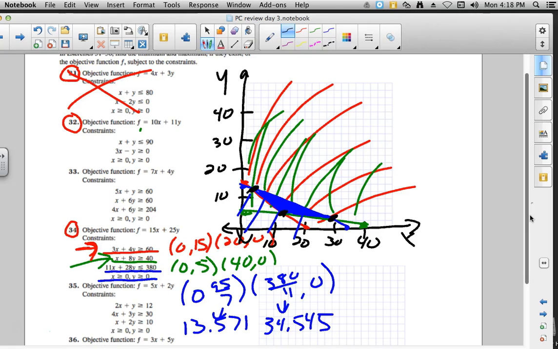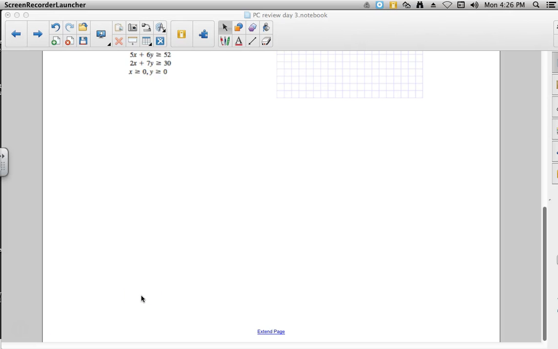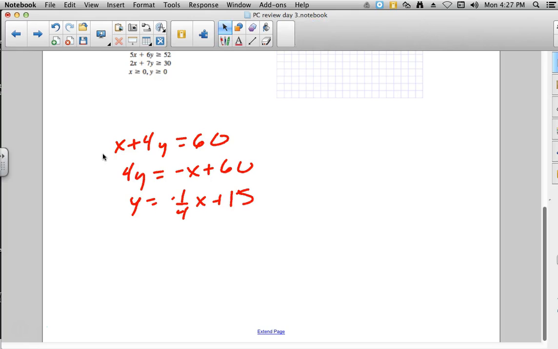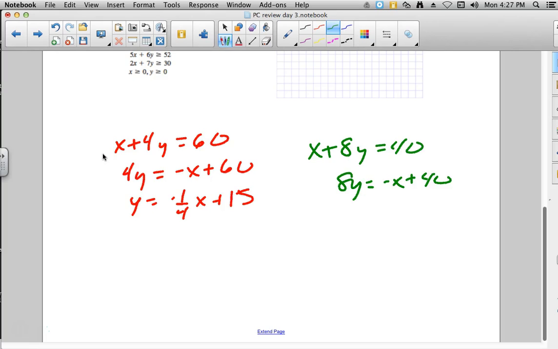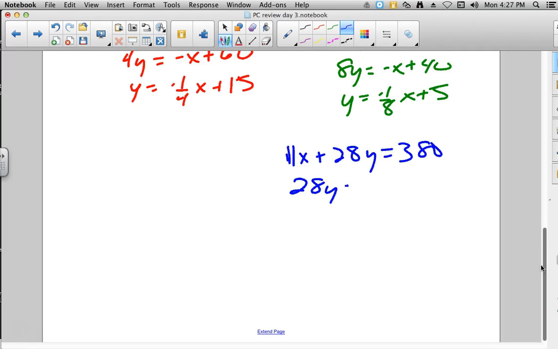And this one definitely was on the calculator portion, so you can do that. You can go back to the originals and solve them for y. All right, so we are solving our red and our green and our blue for y here. So we had 3x plus 4y equals 60. 4y equals negative 3x plus 60. So y equals negative 3/4 x plus 15. x plus 8y equals 40. 8y equals negative x plus 40. So y equals negative 1/8 x plus 5. Blue, 11x plus 28y equals 380. So we would go ahead and move the x over and divide by 28.